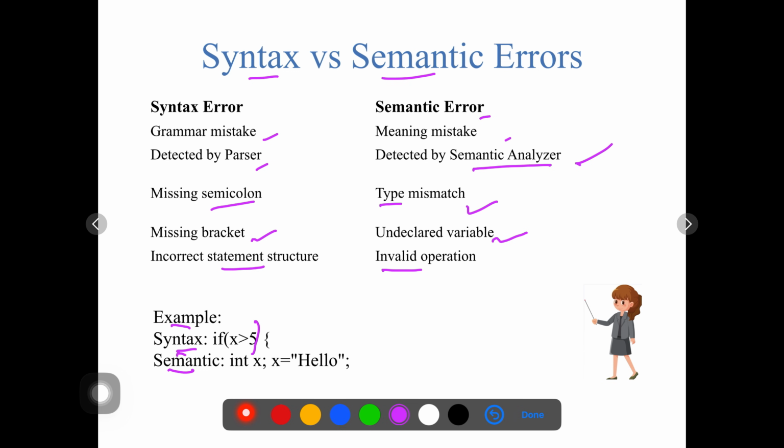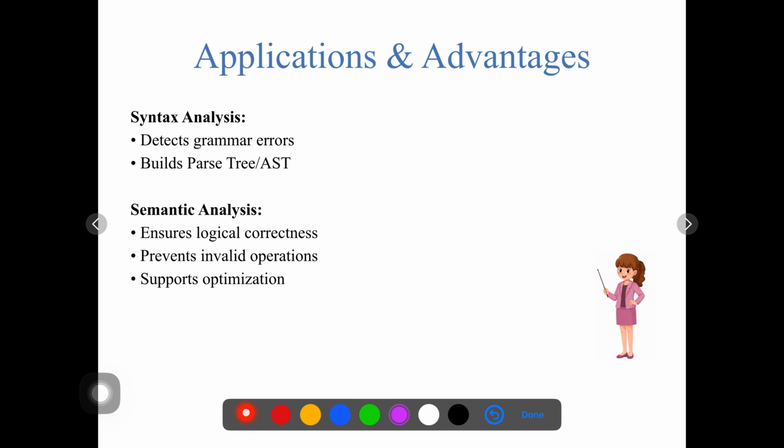Semantic: int x equals "hello". x is an integer variable, and we are trying to assign a string value. Again, it is a semantic error. I hope you guys got it. We'll go to the next slide.